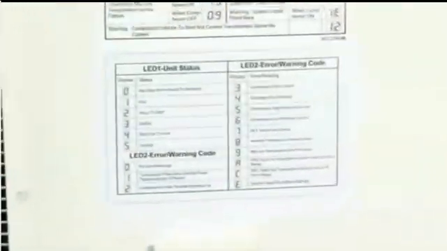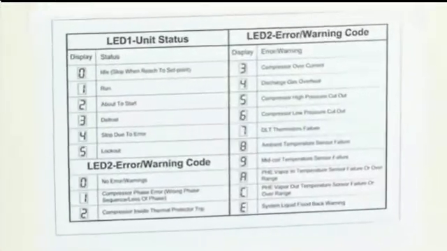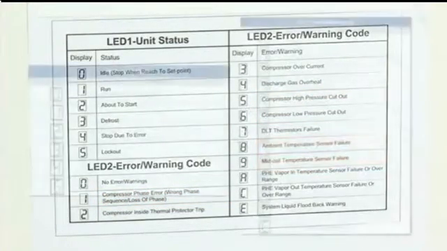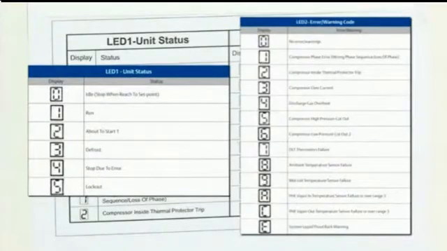On the inside of the panel, there are tables that show what the LED numbers represent. The first LED represents the unit status: idle, run, stop due to error, etc. The second LED is the error warning code, compressor phase error, low and high pressure cutouts, and sensor failure, for example. This is also represented in the user manual on Table 6.